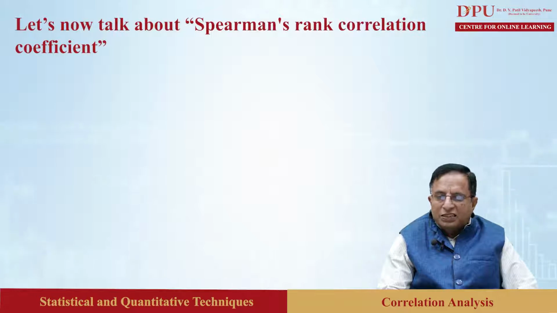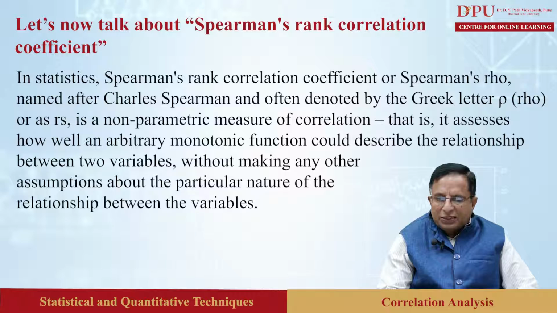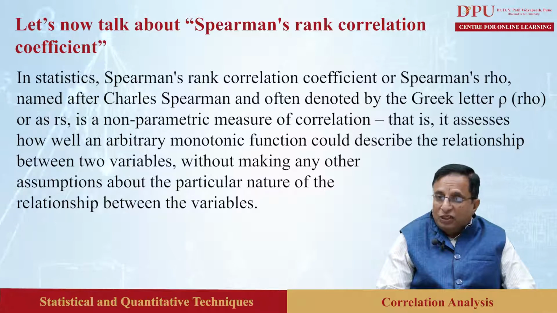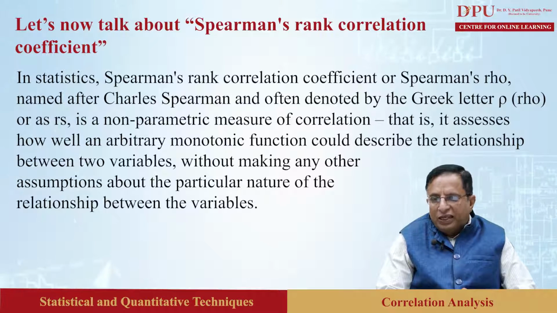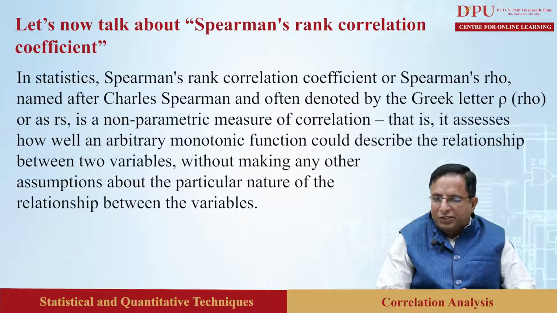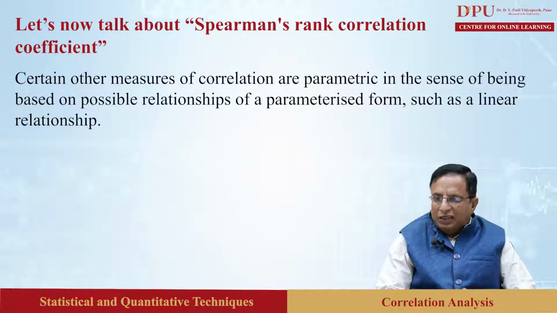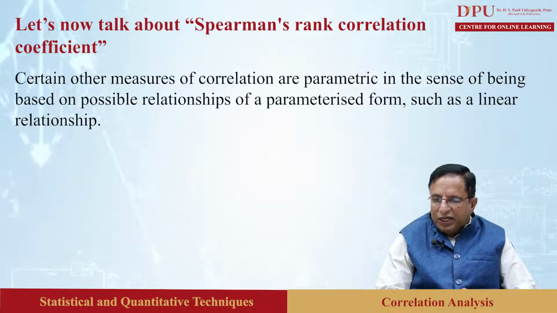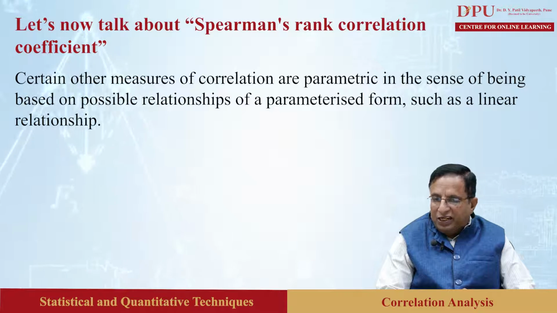Now let's talk about Spearman's rank correlation coefficient. In statistics, the Spearman rank correlation coefficient or Spearman's rho, named after Charles Spearman, often denoted by the Greek letter rho or as rs, is a non-parametric measure of correlation. That is, it assesses how well an arbitrary monotonic function could describe the relation between two variables without making any other assumptions about the particular nature of the relationship between the variables. Certain other measures of correlation are parametric in the sense of being based on a possible relationship of a parameterized form, such as a linear relationship.